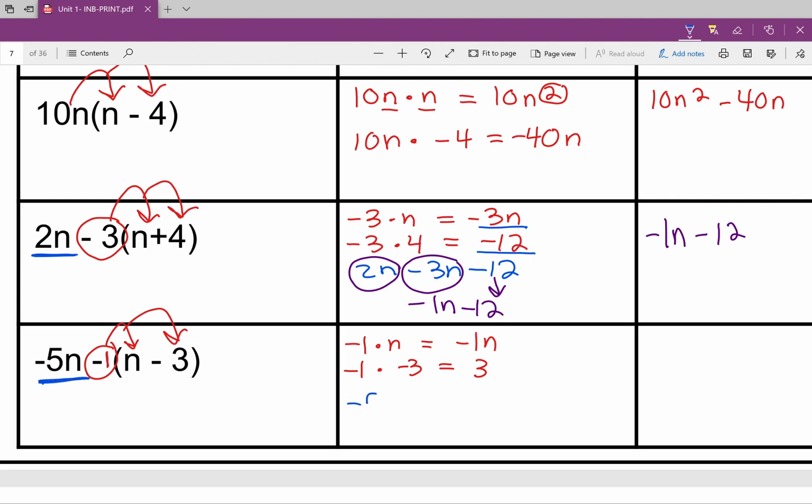So I have negative 5n minus 1n from here plus 3. And now we need to combine like terms. So when I combine like terms, I have negative 5n and negative 1n. Since they're both negative, we're going to add them. So I have negative 6n and then bring down the 3. So that's our answer.